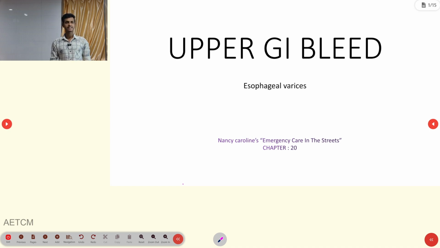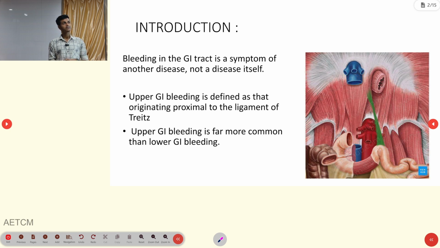Today's topic of discussion is esophageal varices. It comes under the upper gastrointestinal bleed. So before getting into esophageal varices, first we'll see how we are defining upper GI and then lower GI bleeding, and based on what we are dividing into upper and lower GI bleeding.